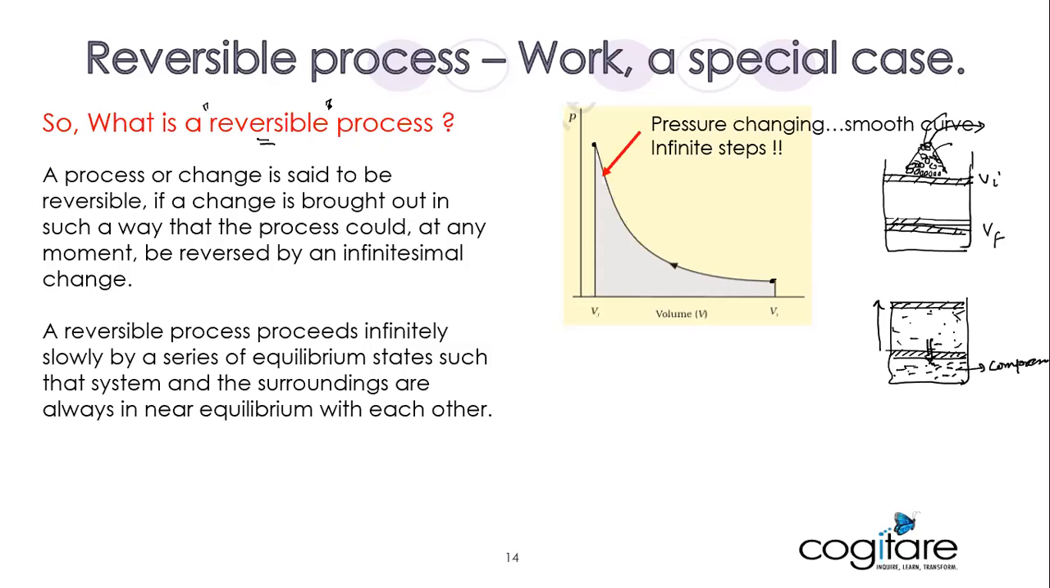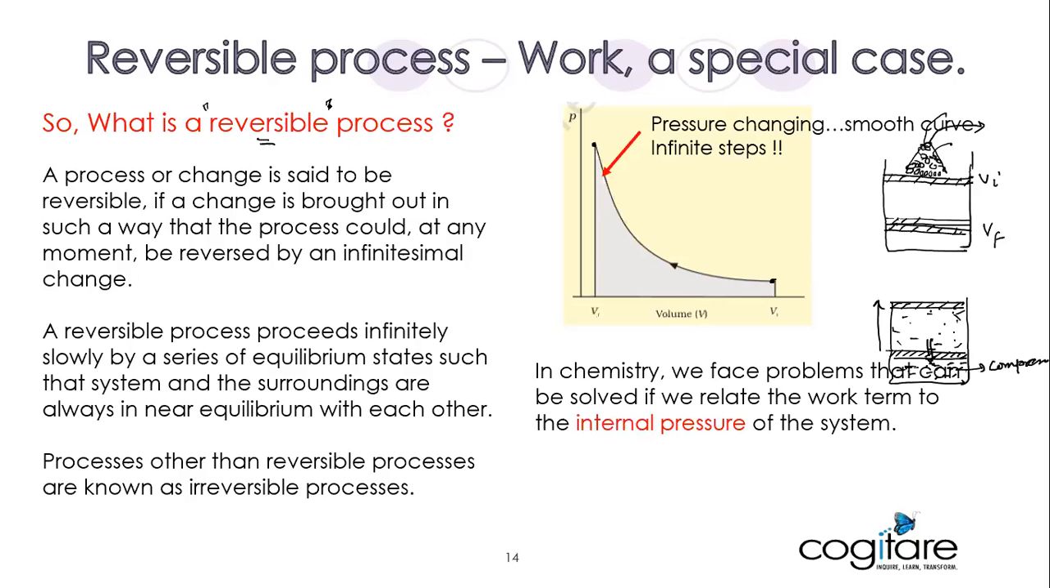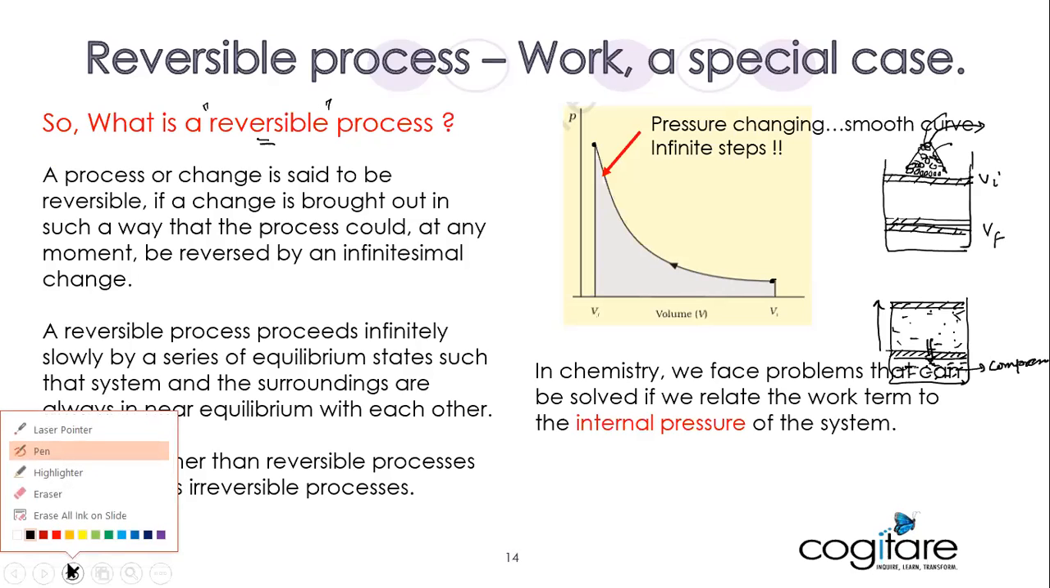go ahead. A reversible process proceeds infinitely slowly by a series of equilibrium states such that the system and the surroundings are always in near equilibrium with each other, as is the case of addition of a grain of sand or removal of a grain of sand. Processes other than reversible processes are known as irreversible processes. In chemistry, we face problems that can be solved if we relate the work term to the internal pressure of the system. Sorry, please read it again.